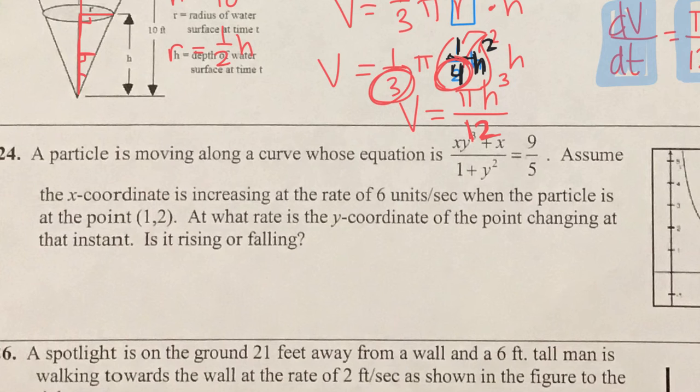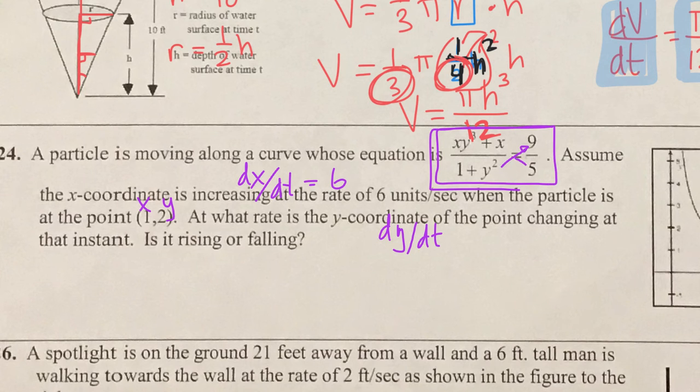Yes, this one is crazy. I 100% agree with you, but it actually turns out to be not too bad. So the x-coordinate is increasing, so that's dx dt. Just watch for a second. dx dt equals 6, and we want to know what dy dt is. This is your x value, and that's your y value. Yes, this looks like a pretty complicated equation, but let's do some simplifying and cross multiply. Are you okay with this? Let's cross multiply. So 5 times xy cubed plus x now equals 9 times 1 plus y squared.